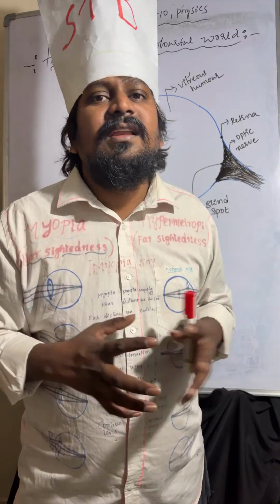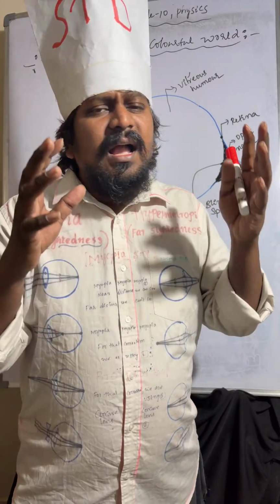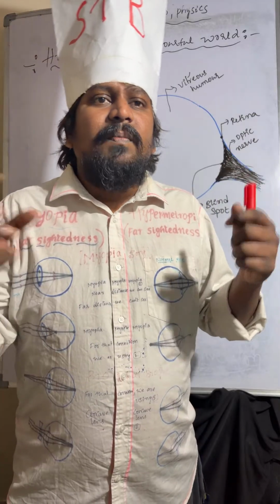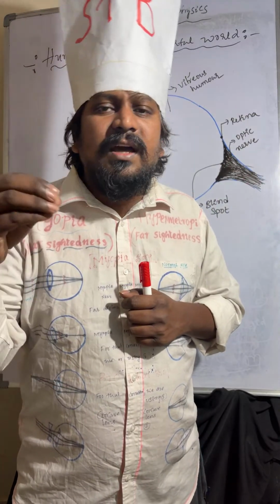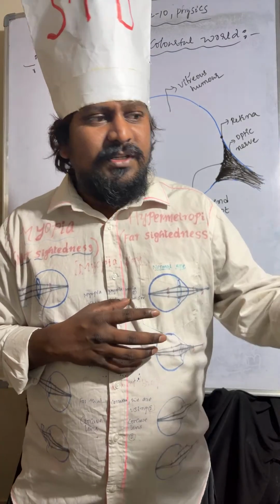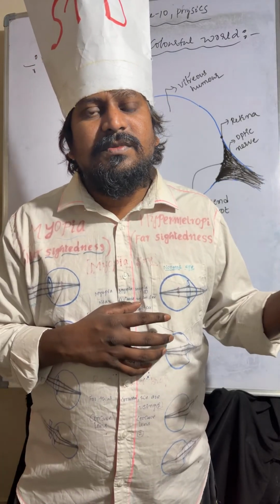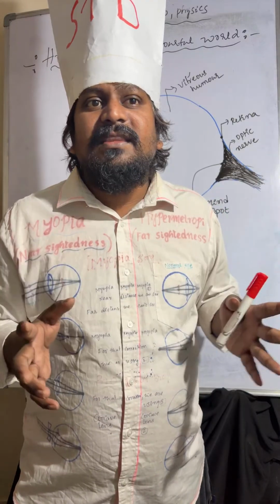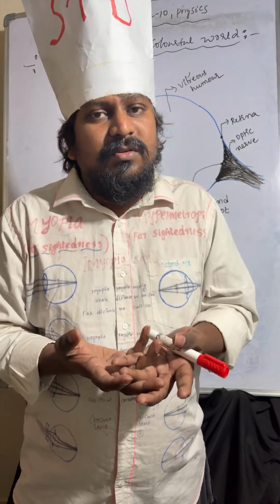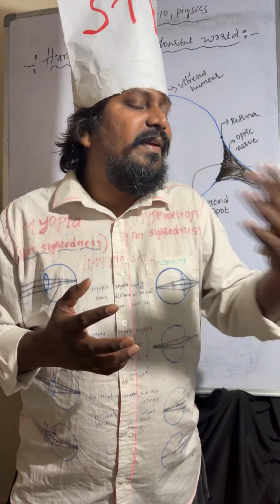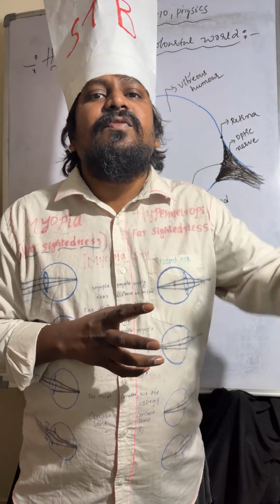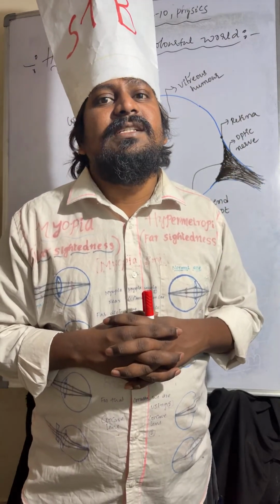When you are seeing a nearby object, the lens will be thick, power will be more, and focal length decreases. So when you are seeing a nearby object, the lens will be thick, power is more, focal length is less, so that's why we are able to see the near distance object.